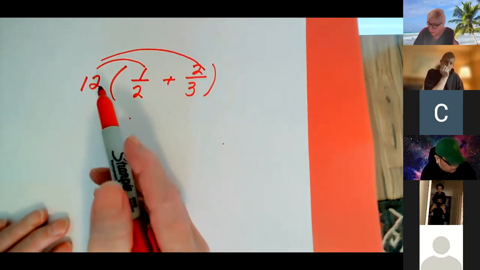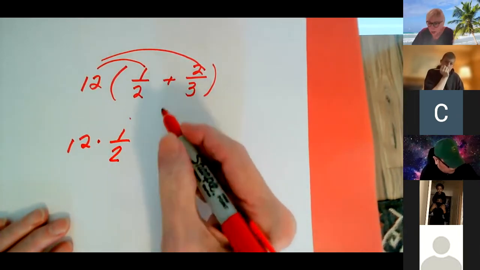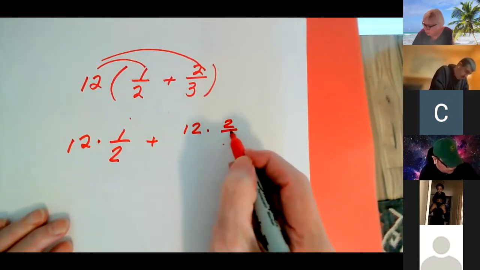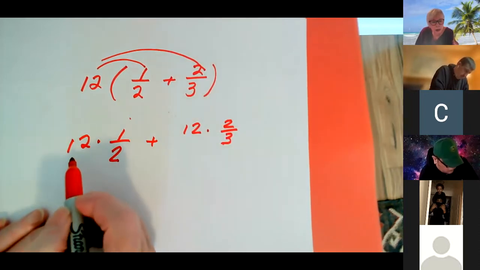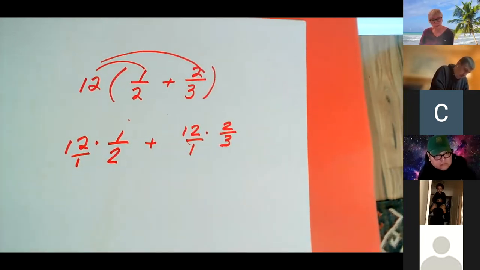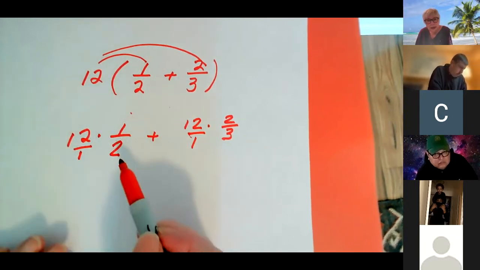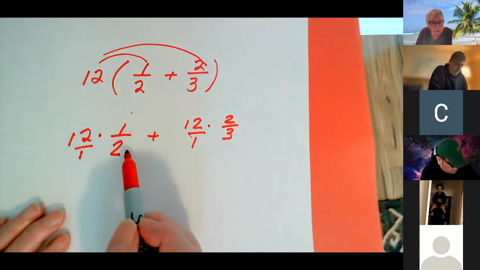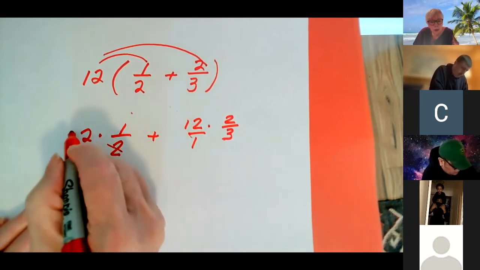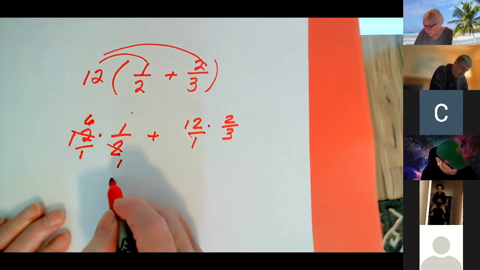And so here we go. This is 12 times 1/2 plus 12 times 2/3. Now notice how I wrote the 12 high, because I'm going to put it 12 over 1 in both cases. Now I could see what was going to happen, and that's why I distributed. Do you see what happens with the 2 and the 12? They cancel. 2 goes into 2 once, 2 into 12, 6, and 6 times 1 is 6.